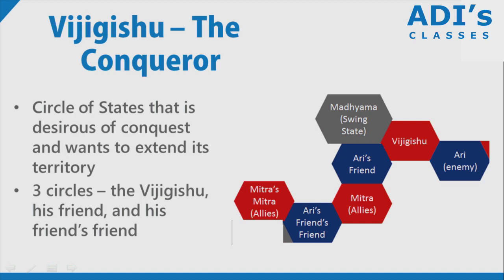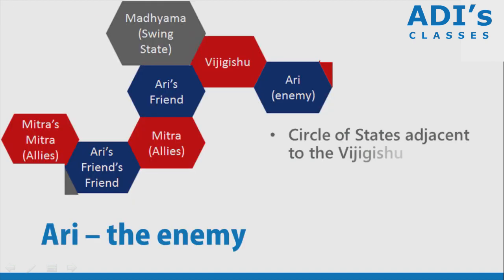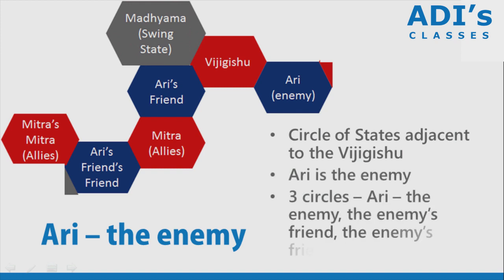Ari is the circle of states adjacent to the Vijigishu. Ari is the enemy. Again, there are 3 circles here. Ari, the enemy, the enemy's friend, the enemy's friend's friend. So these are the 3 circles. Again, this can be seen in the representation.